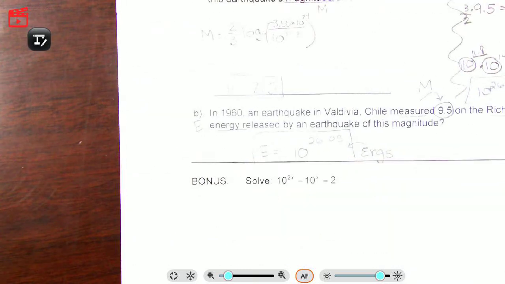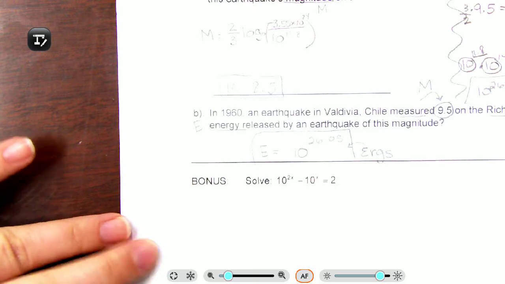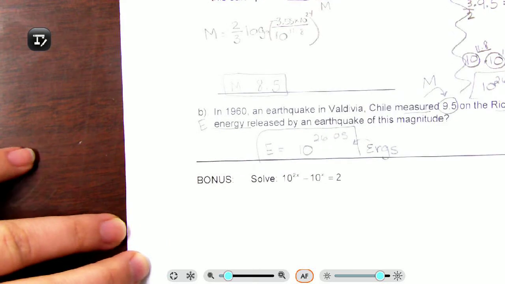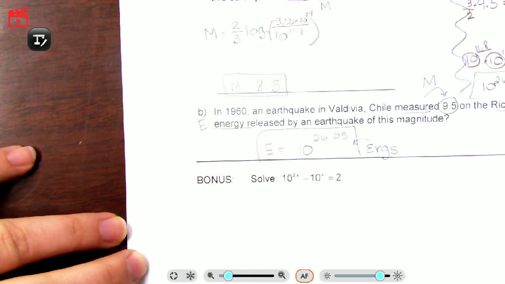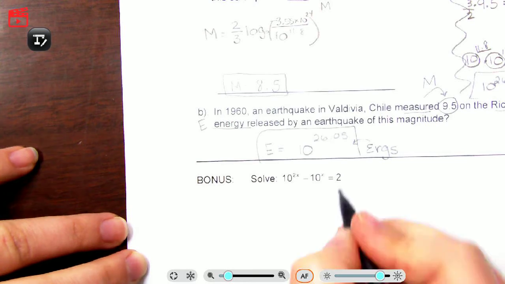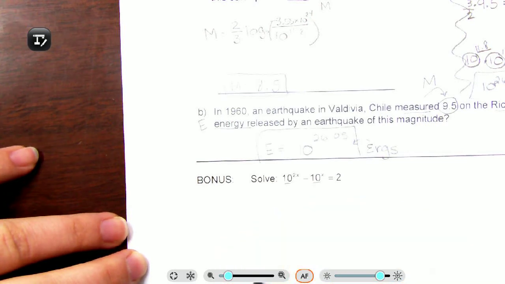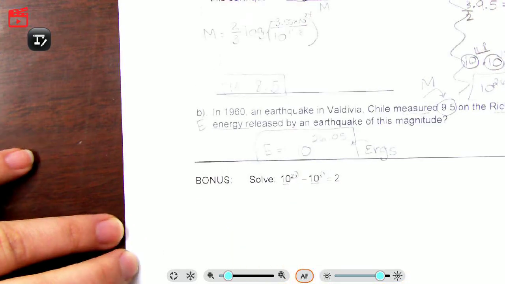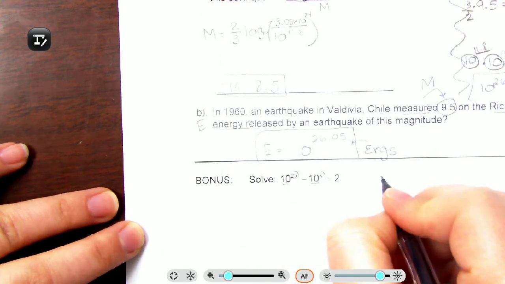All right, the final one is a bonus question. So this one here, I think everyone should be able to get this bonus question, but it is a little bit on the difficult side. So let me walk you through it. Do you notice how we have 10 and 10 here? We have an x in our exponent. We have a 2x. This is where we're going to be using our u substitution.